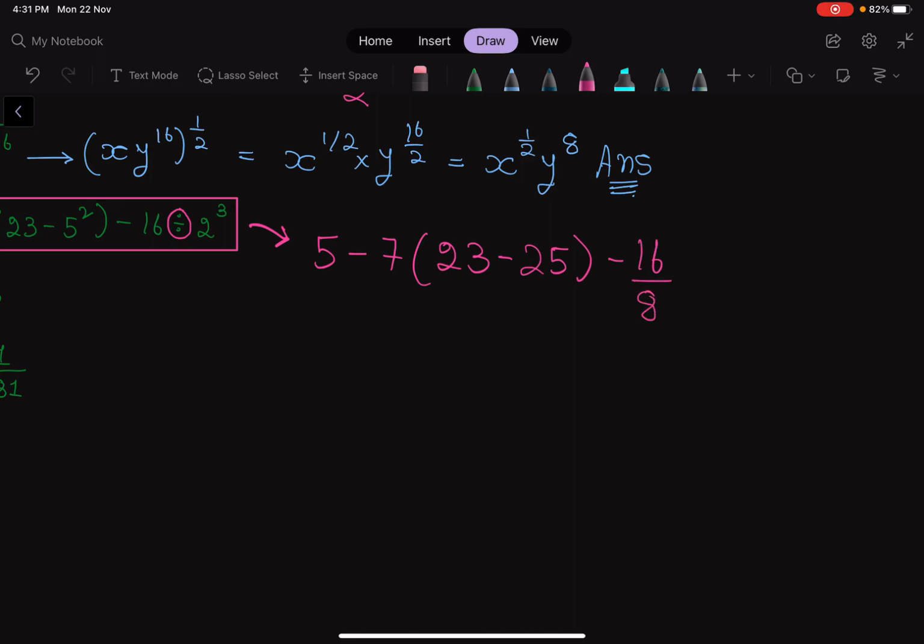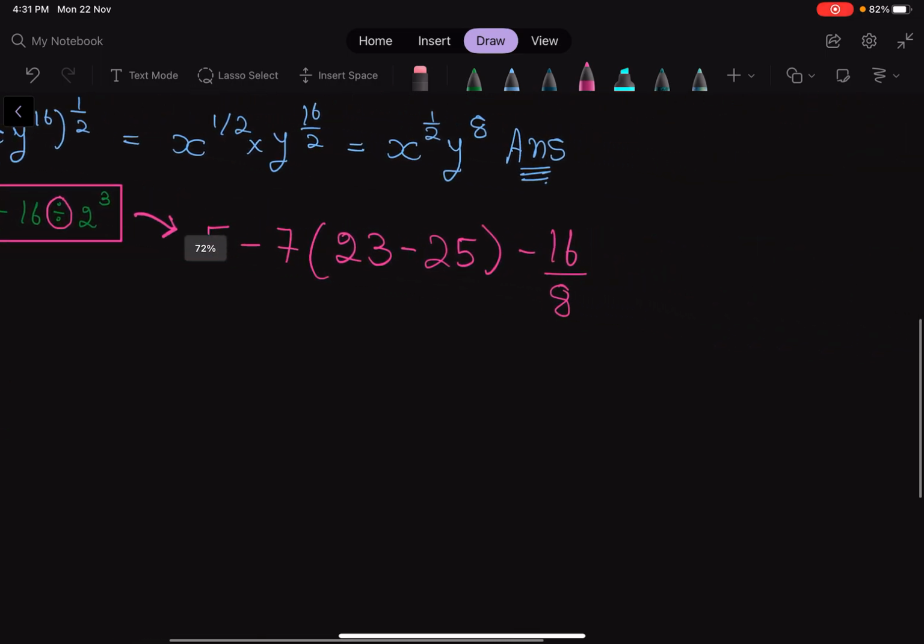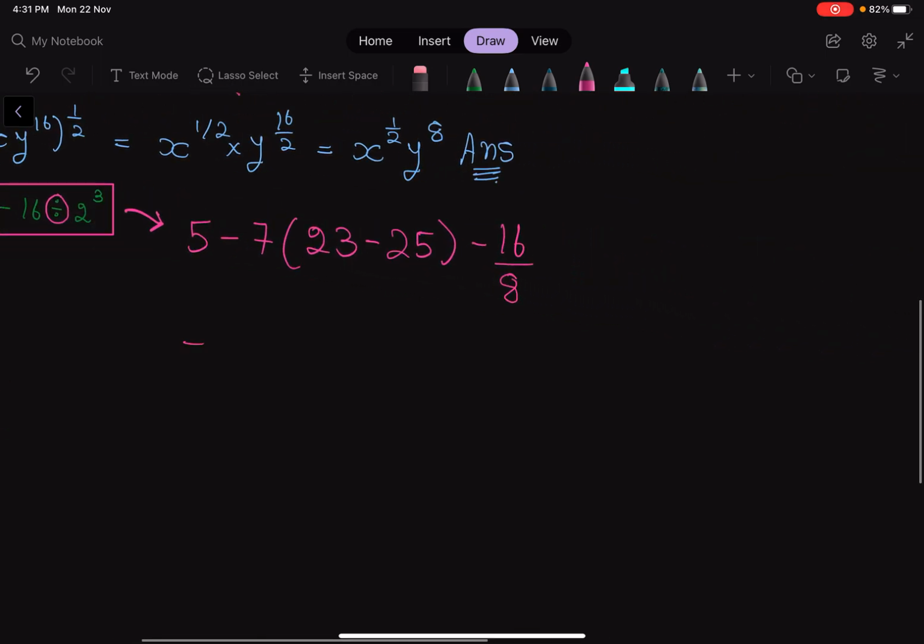2 2s are 4, 4 2s are 8. So yeah, be careful, guys, with these types of things. So yeah, we can further go solving this. It's 5 minus 7. 23 minus 25 is minus 2. Minus this becomes 2.